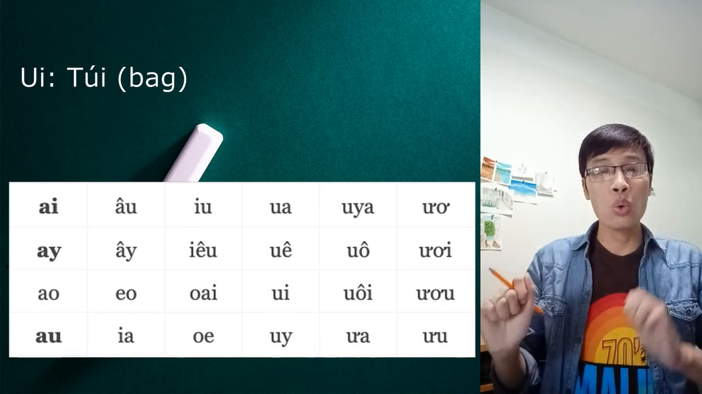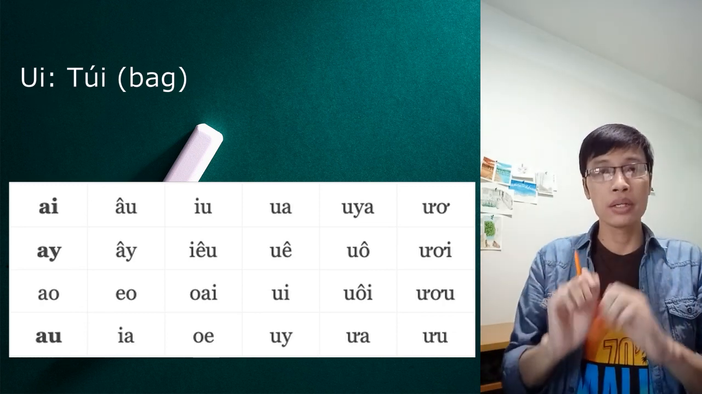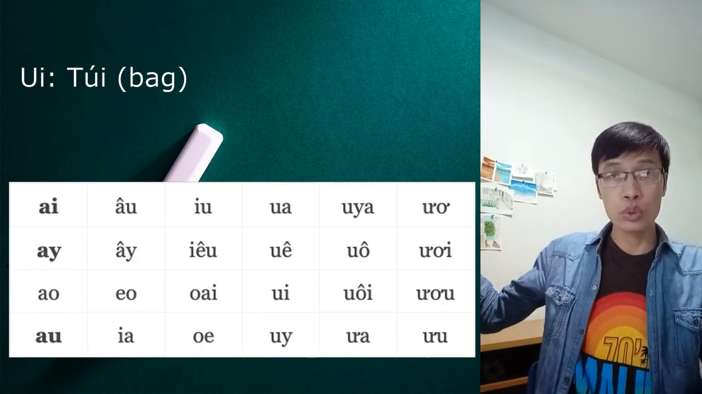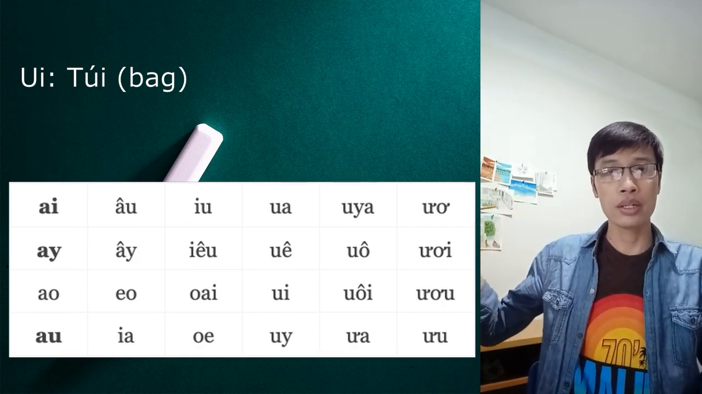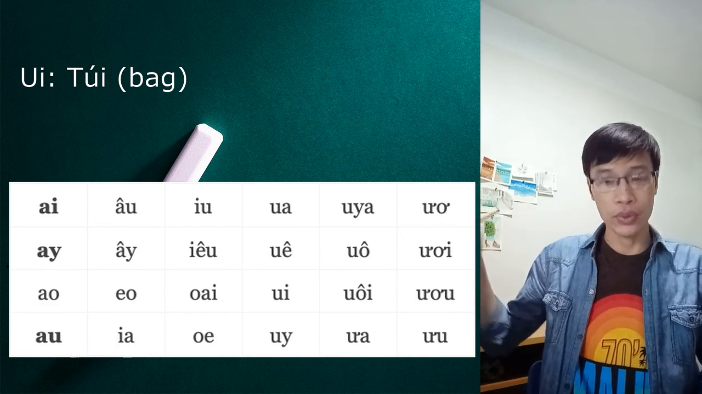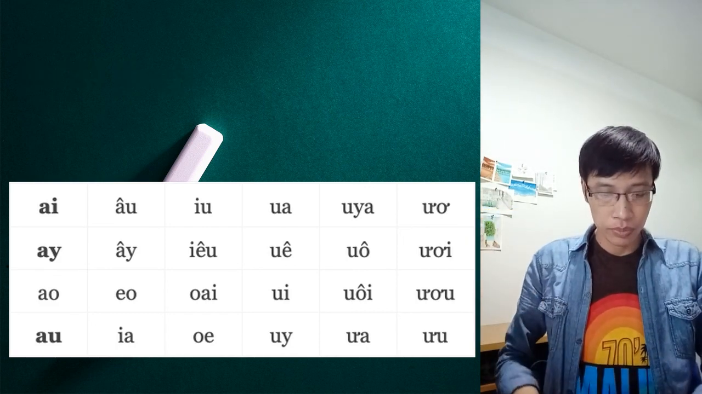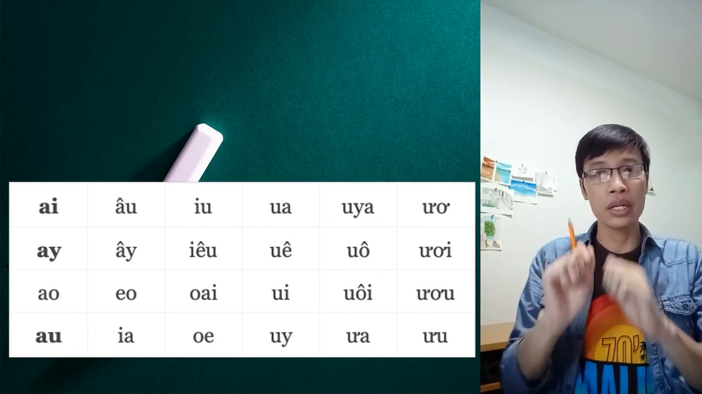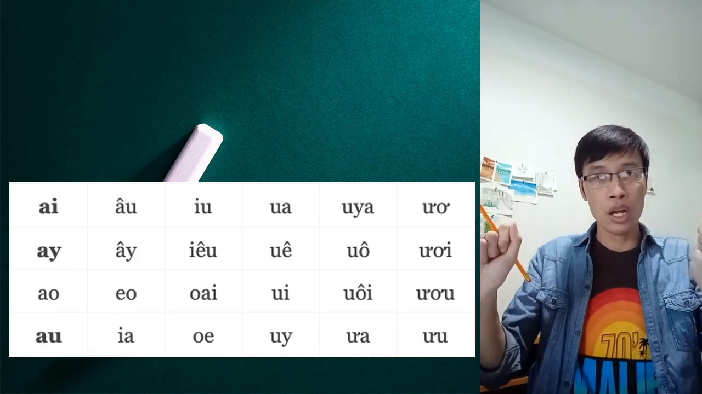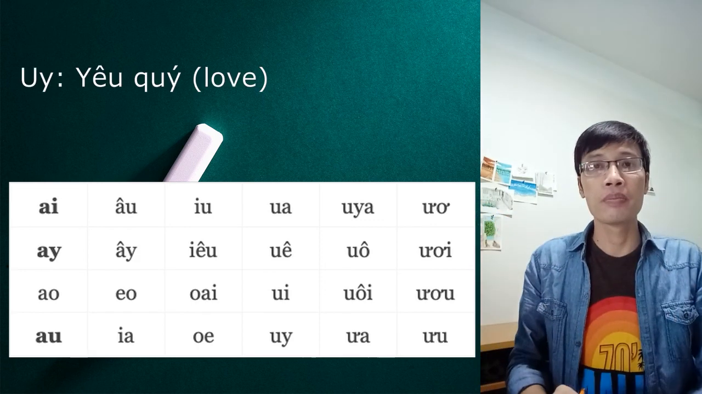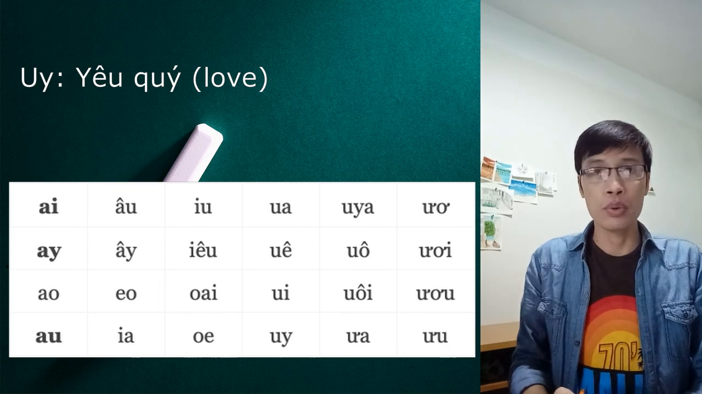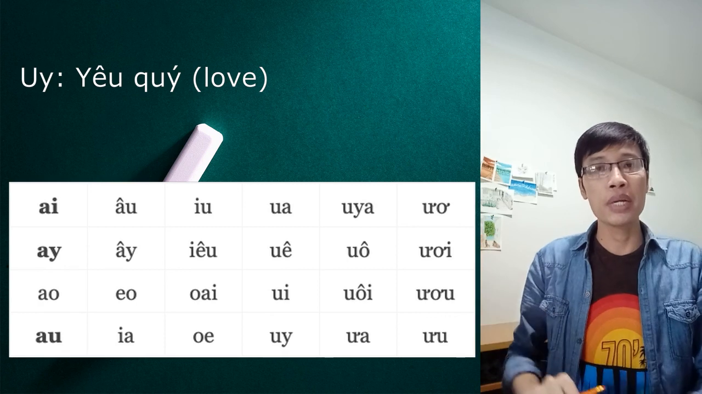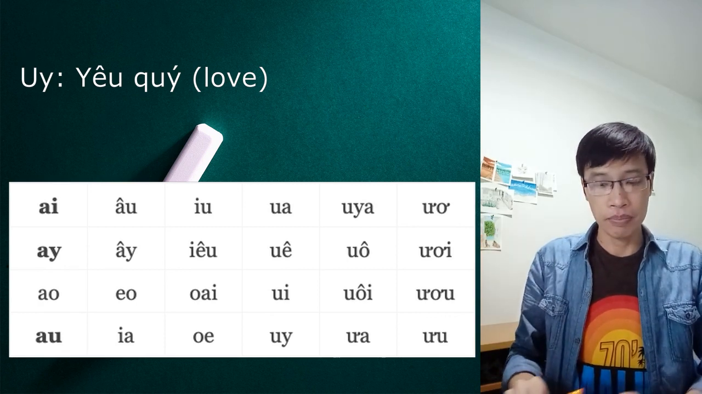We have ui. For example, túi, it means bag, okay? Be careful because we have ui, but u and long e, we have uy. For example, yêu quý, it means love, okay?